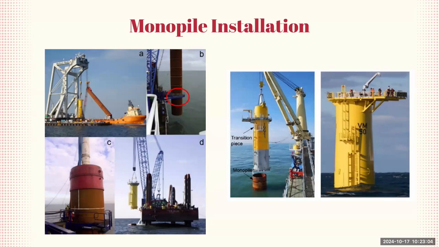On the right side, we have two images that demonstrate the final stages of installation. The transition piece is installed on top of the monopile, and once the structure is complete, it serves as the base for the wind turbine tower. The transition piece is also essential for leveling and final alignment. Once the monopile is in place, it provides the foundation needed for the turbine to handle environmental forces such as wind, waves, and currents.